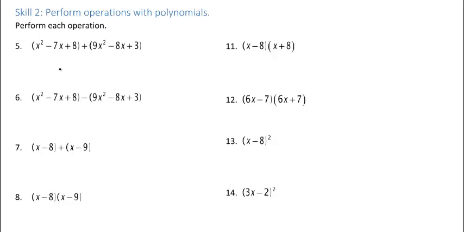Skill 2 is to perform operations with polynomials, so we'll begin by adding polynomials. In number 5, we have x squared minus 7x plus 8 plus 9x squared minus 8x plus 3. Remember, we can just combine like terms, so x squared plus 9x squared is 10x squared, minus 7x minus 8x is negative 15x, and plus 8 plus 3 is plus 11.